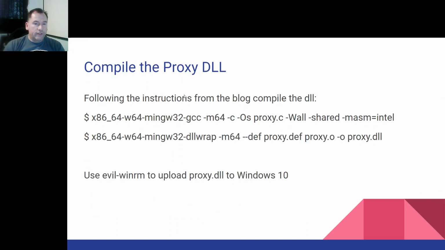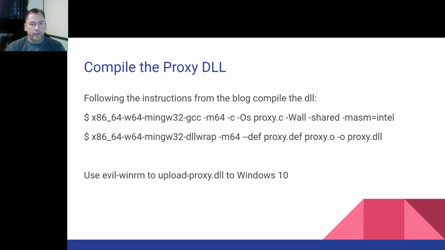Then, following the instructions from the post, we want to compile. We want to create the object file with this first command. And then we want to take the proxy.definition, the object file, and output the proxy.dll. The proxy.dll we're going to rename to 7z.dll after we move it over to the Windows 10 box.